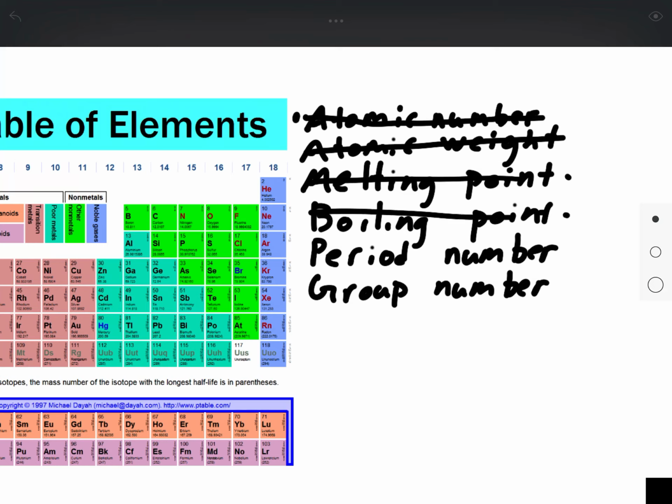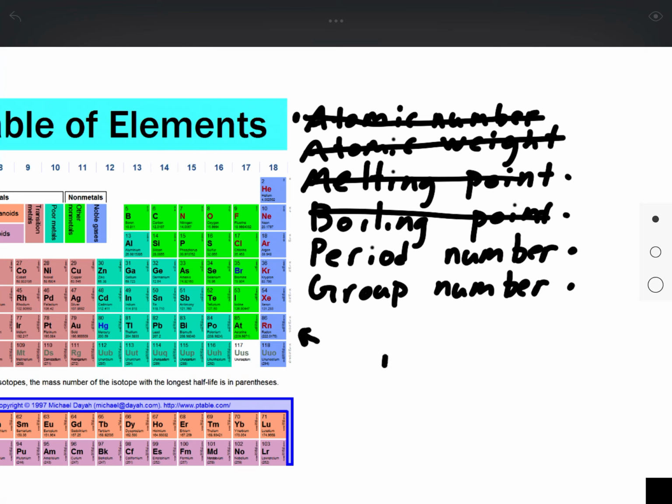Melting point and boiling point done. Now let's talk about period number and group number. These can be a little confusing. So the first thing I want to talk about is the difference between columns and rows. We're going to be talking about the periodic table in a second here, but I want to talk about what columns and rows mean first.